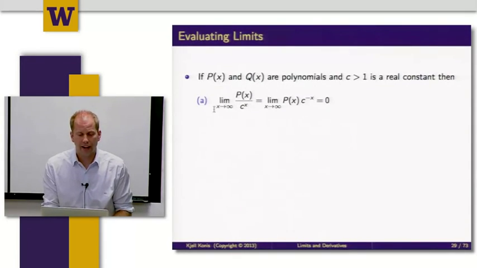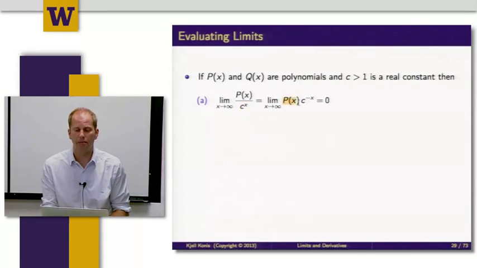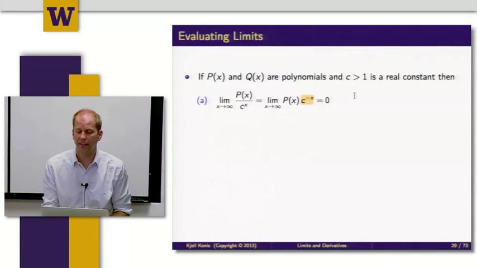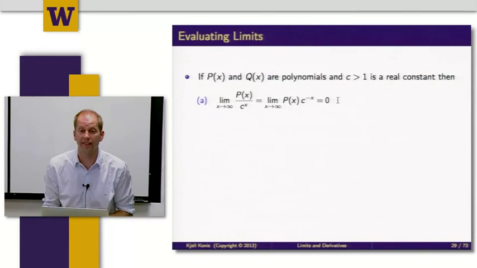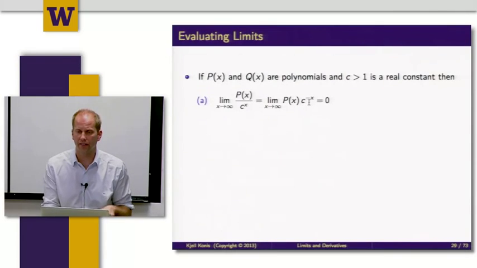Then the limit as x goes to infinity of any polynomial divided by c to the x, which I could also write as the limit of any polynomial times c to the negative x, is going to be equal to 0. So it doesn't matter how big the order of this polynomial is, even if I have x to the 1,000. If I'm dividing it by a constant raised to some power, that's eventually going to go to 0.